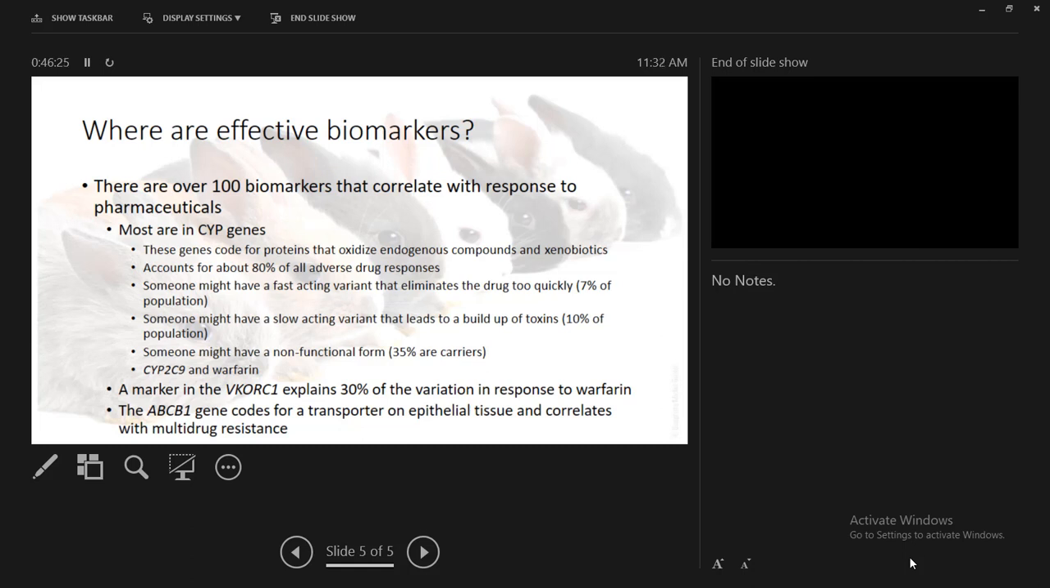And so here's how this works a little bit, some of the mechanism. Someone might have a fast-acting variant of this gene. And then what happens is they metabolize the drug too quickly, and the drug never has a chance to reach its target protein. And so what you find is, in those individuals, you just have to give them a ton.